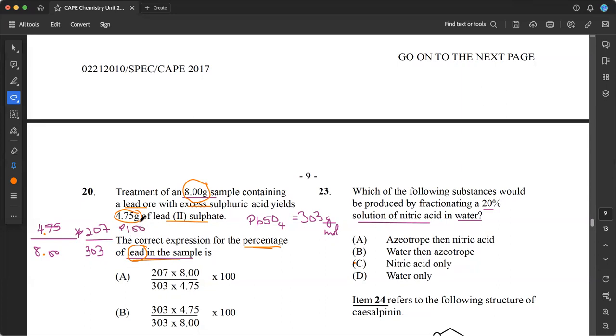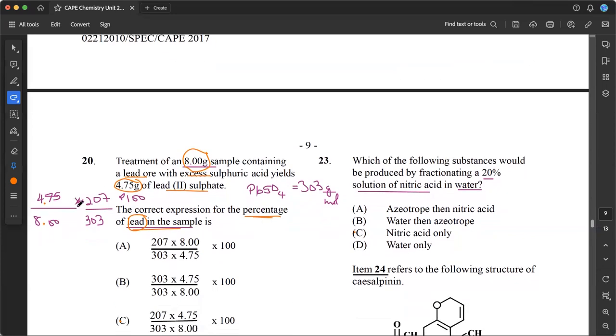So there are 3 parts to this thing. How much mass of the original sample do you have at the end, which is captured here? And how much of that whole thing that you have at the end in terms of the molar mass is attributable to lead? So we know that the molar mass of lead is 207. So we divide that by 303, which is the molar mass of the lead 2 sulfate, okay? And then finally, we multiply that by 100 since we're trying to find the percentage.